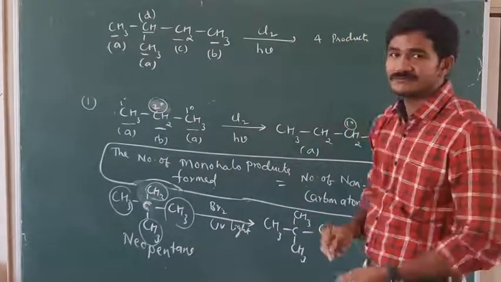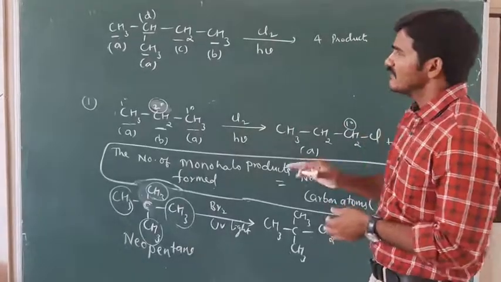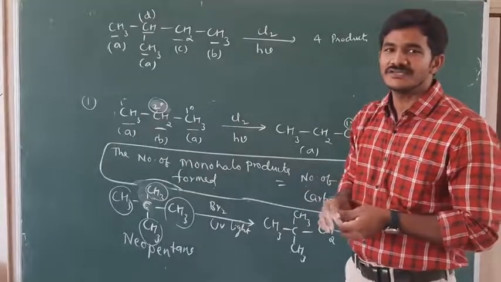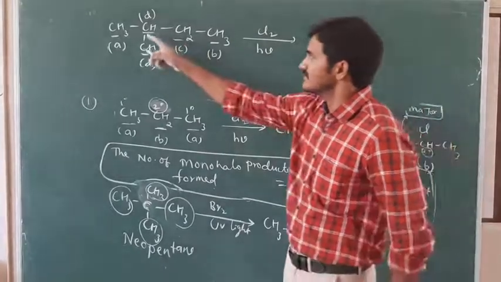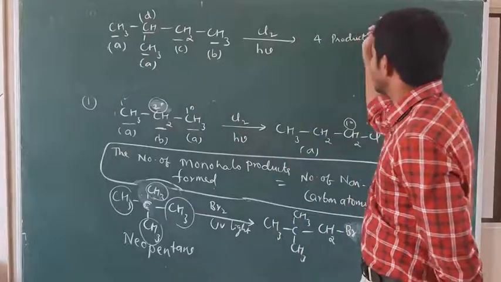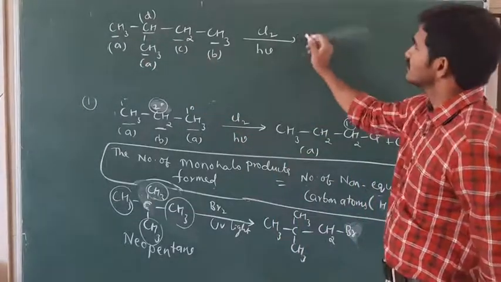Total 4 products are formed. Out of 4, which is major? Let me write the major product here. Which is major here? We have to see the carbon: primary carbon, secondary carbon, tertiary carbon. Anyway, let me write the 4 products so you can understand.